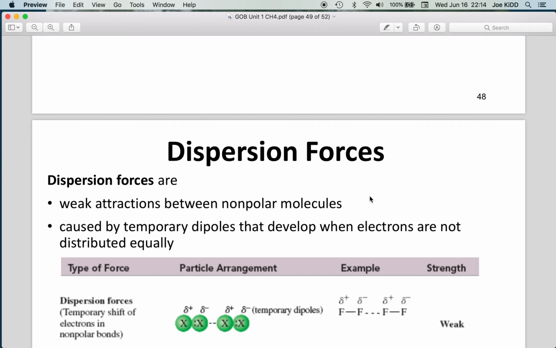We can have intermolecular forces and we can have intramolecular forces. When we're talking about the interactions that occur within a molecule, like a covalent bond or an ionic bond, those would be intramolecular forces. Similar to how we have intramural sports, those are sports that happen just at one campus. Intermolecular forces are the forces that occur between different molecules.